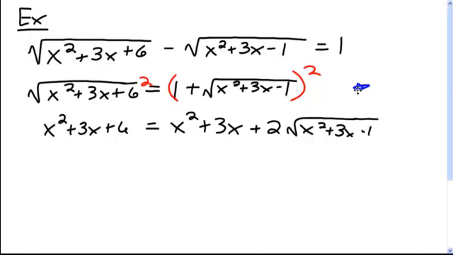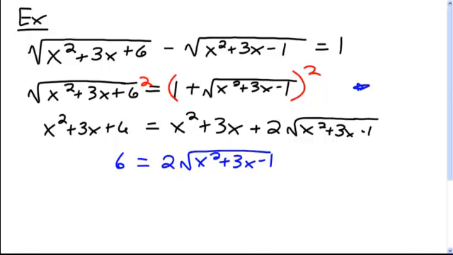So now I have to isolate a radical. So I'm going to move over the x squared and the 3x. I'm going to leave the 2 and everything else over there. So I'm going to subtract the x squareds. Fortunately, those go away. Subtract the 3x's. Hey, those go away as well. So left-hand side, I'm left with 6. Right-hand side, 2 times the square root of x squared plus 3x minus 1.